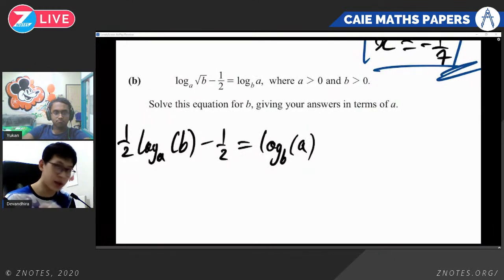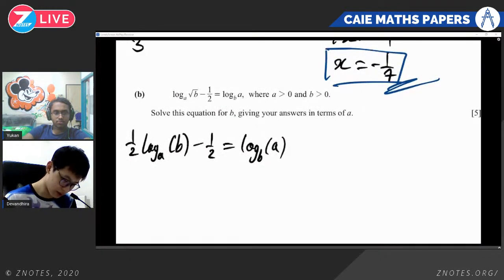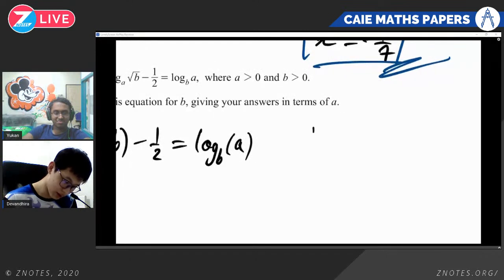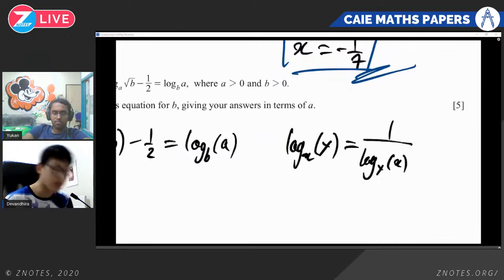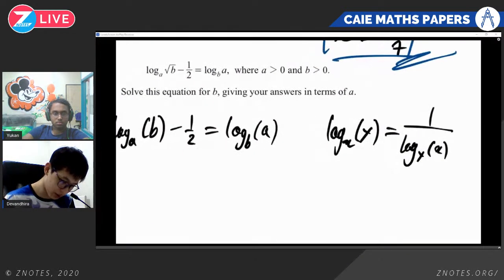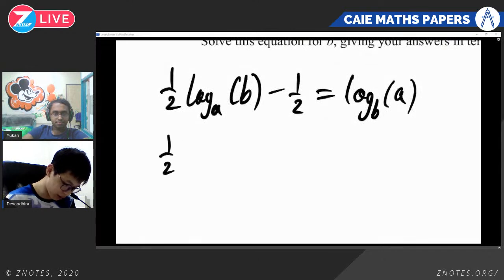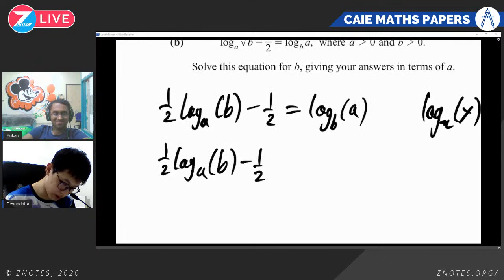But there is one rule that can save us from this burden, which is that log of x of y is the same as 1 over log y of x. So you just switch the bases, but you also have to reciprocate it. All right. So we can use that rule. And let me just copy everything again. Log a of b minus half is 1 over log a of b.